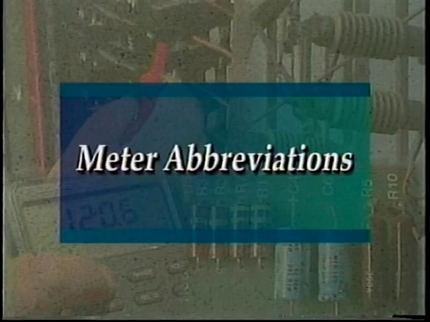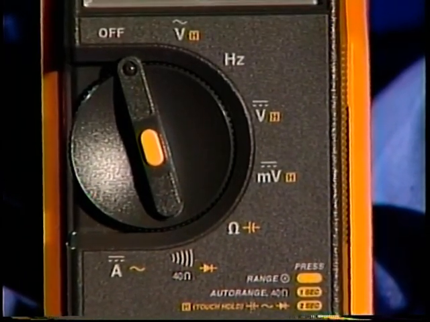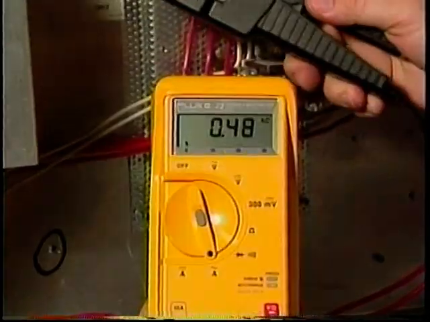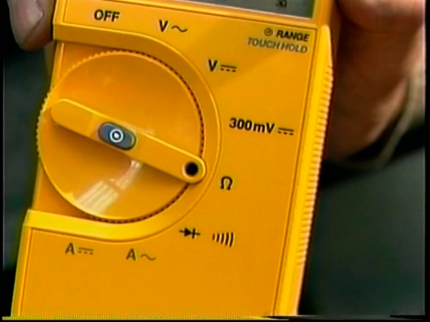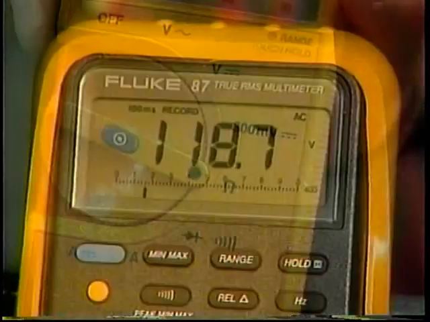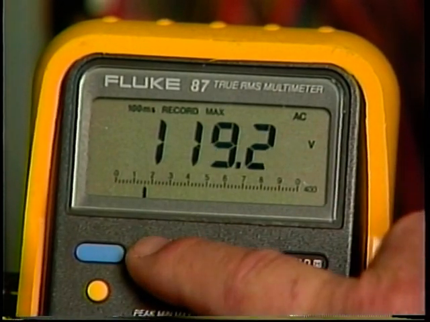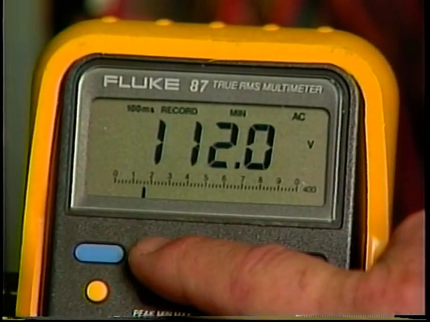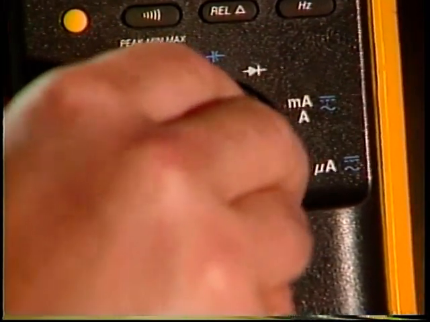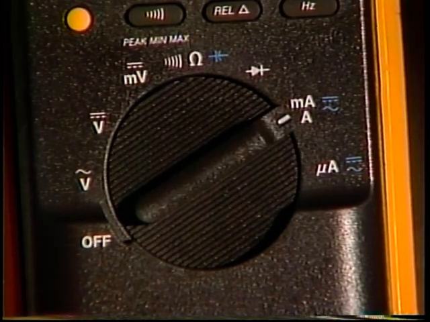Meter abbreviations. Meters use standard abbreviations to represent a quantity or term. Quantities such as voltage, current, and resistance are identified by their abbreviations on meters. Terms such as minimum and maximum are abbreviated to min and max in order to save space. Abbreviations can be used individually or in combination with prefixes such as millivolt or milliamp.